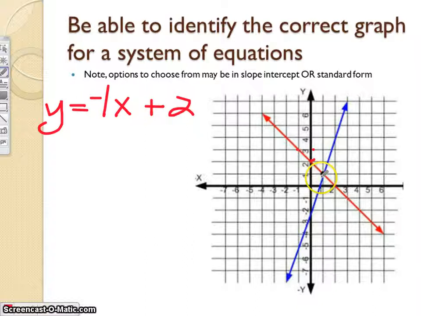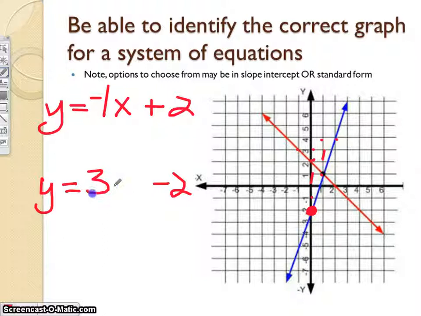What about our blue line? We have a y-intercept there of negative 2. What is our slope? Looks like we go up 3 and over 1. 1, 2, 3, over 1. Yep, in a positive direction. All right, we've now created the equation for both of these.